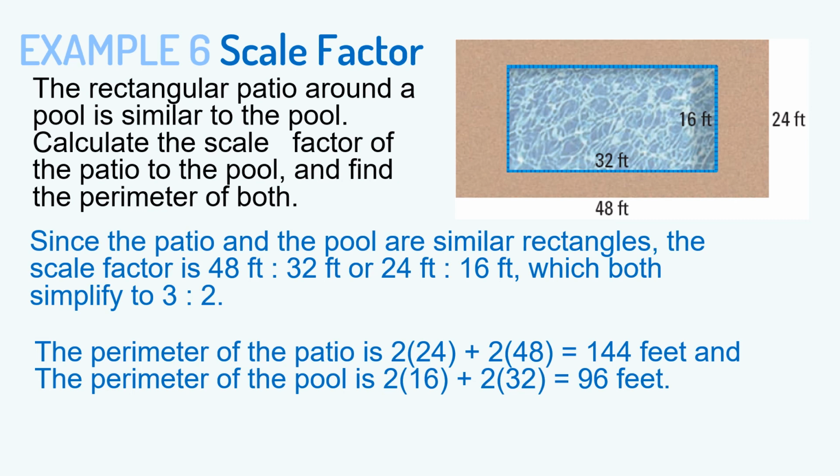And the same happens with the perimeter of the pool. It will be 16 plus 16 plus 32 plus 32, or twice 16 plus twice 32, and the answer will be 96 feet.